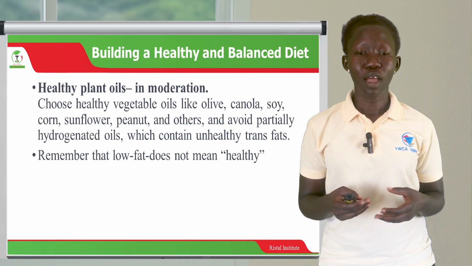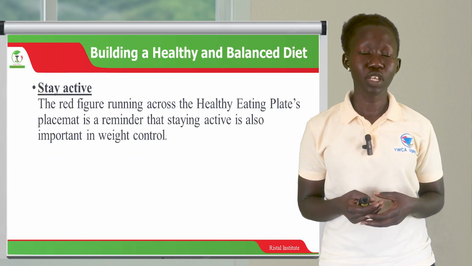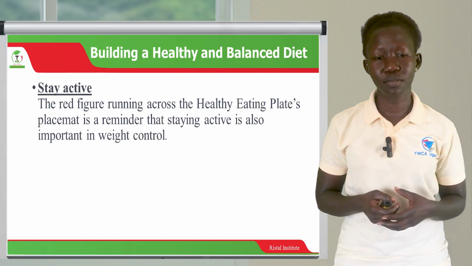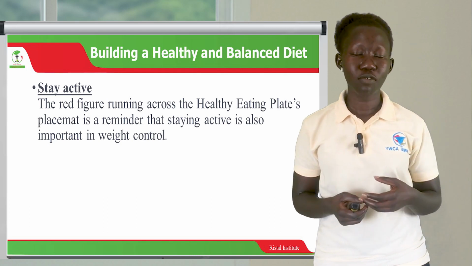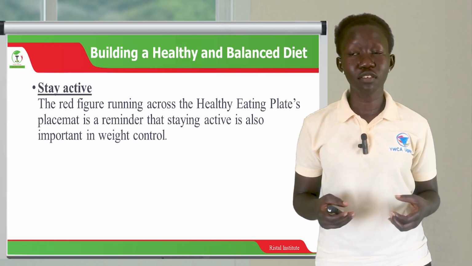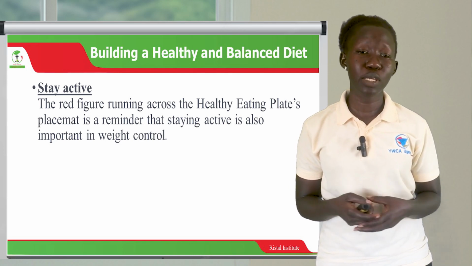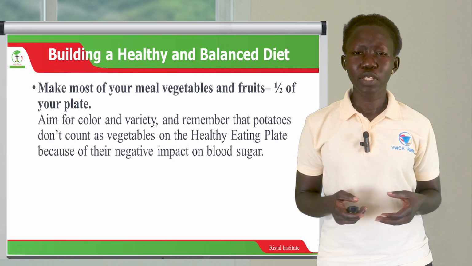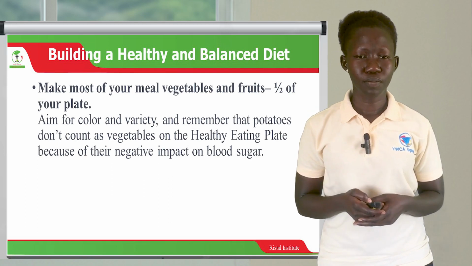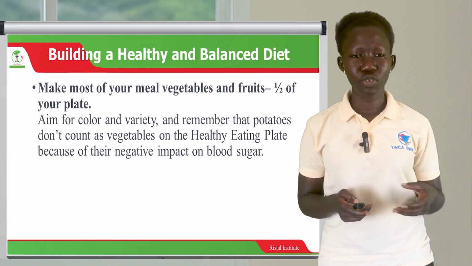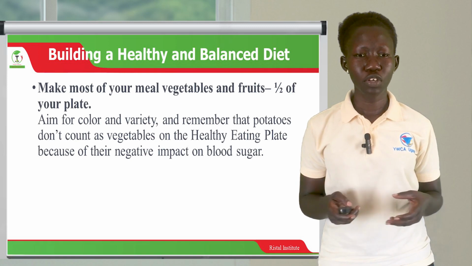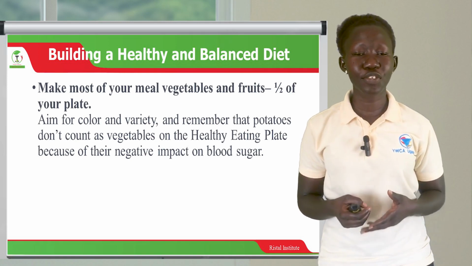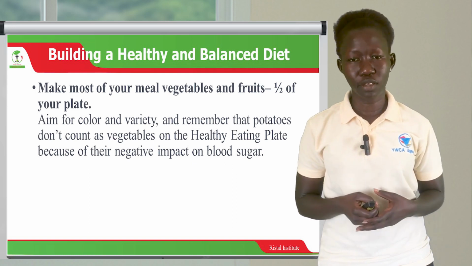And then, aside from all the rest we've talked about, we are reminded to remain active, stay active, exercise. At least have some vigorous intensity physical exercises twice a week to help you remain healthy. So how do we build a healthy and balanced diet? We already talked about the different components of My Healthy Eating Plate, which is the one that is helping us to build a healthy and balanced diet.